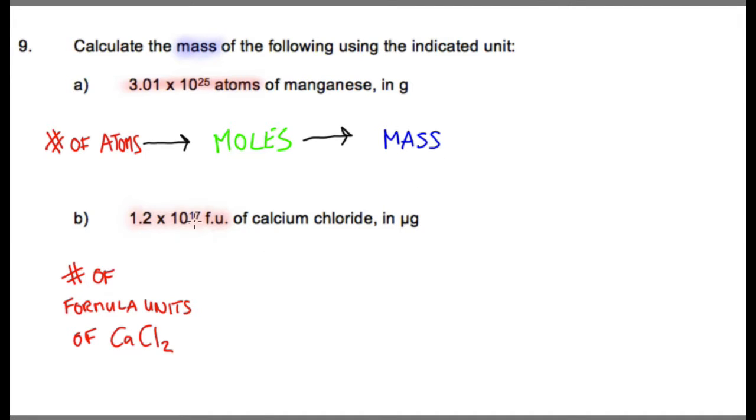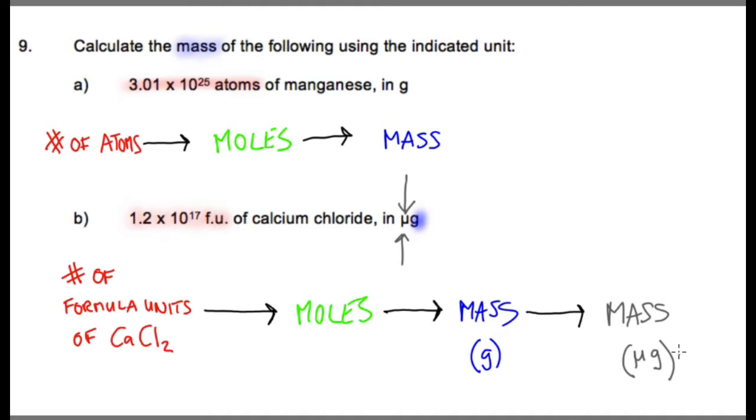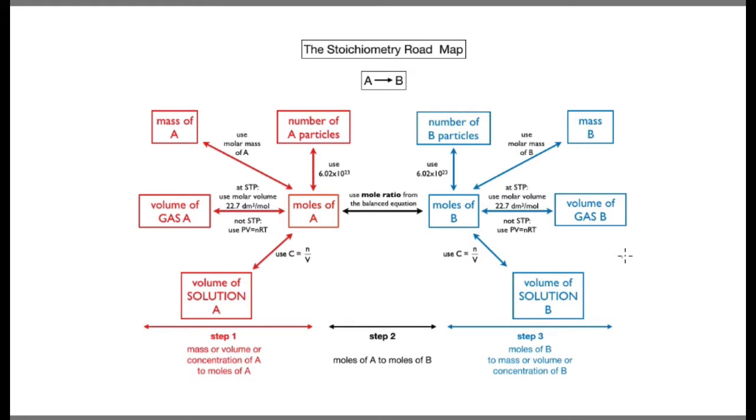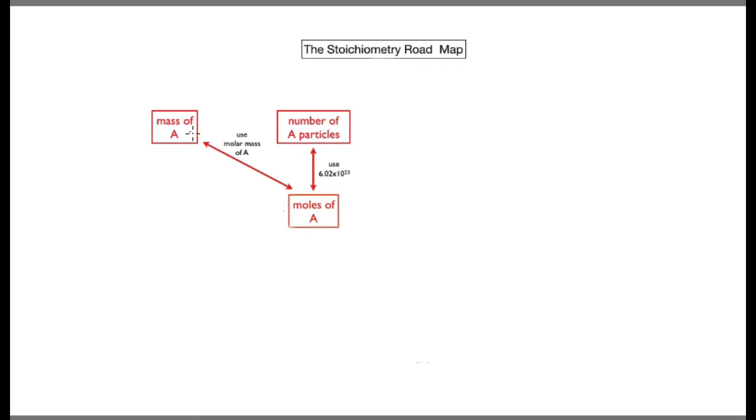We know we have 1.2 times 10 to the 17 formula units. So we can convert the number of formula units to moles, and then convert the moles to mass in grams, and then convert the mass in grams to the mass in micrograms. The Stoich roadmap, what we're going to use, is mass to moles to number of particles, going between mass and number of particles. There'll be a bit extra here because we're going from mass in grams to mass in micrograms.